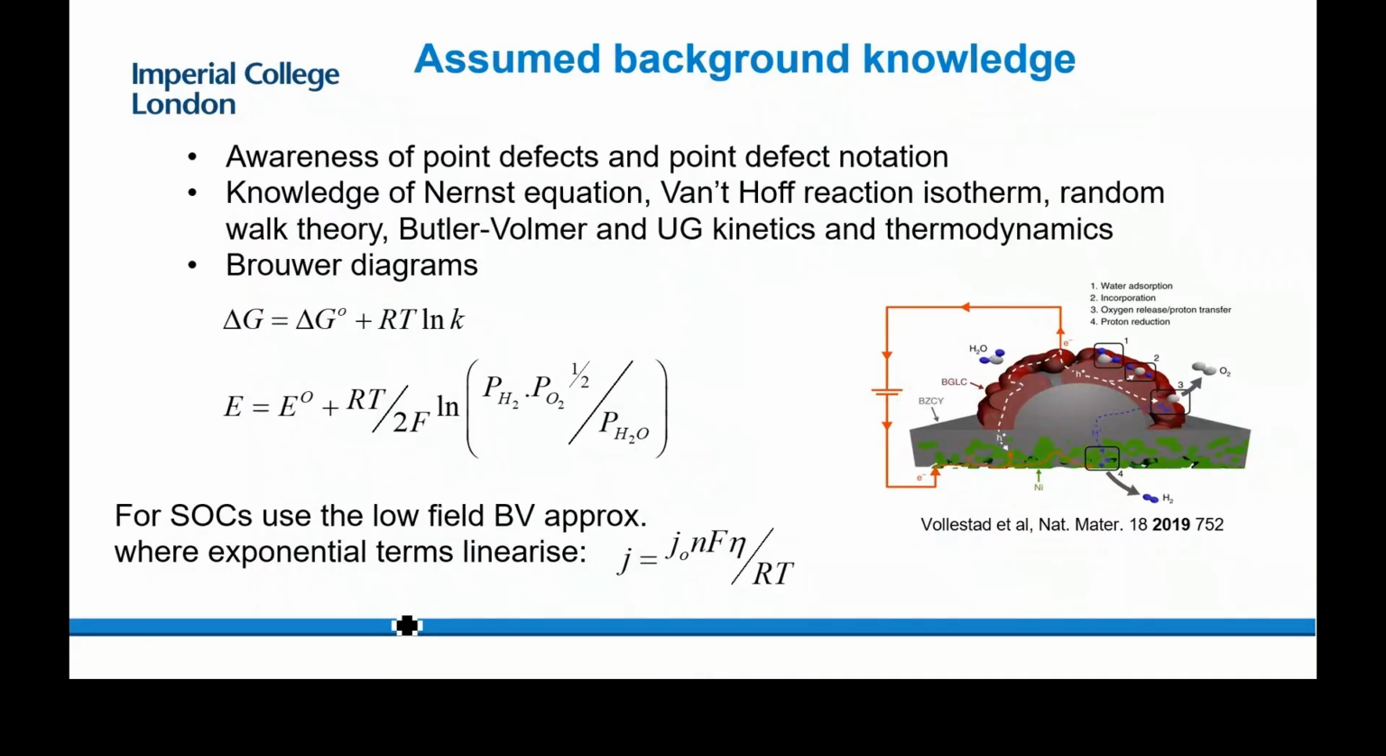So you might have points where you have a gas phase, an electronic phase, and an ionic phase coming together, which gives you the triple phase boundary, which is what would limit your reactions. Or you might have an extended double phase boundary if you have a mixed conducting material. So optimizing microstructure as well as understanding the basic electrochemistry is really critical.